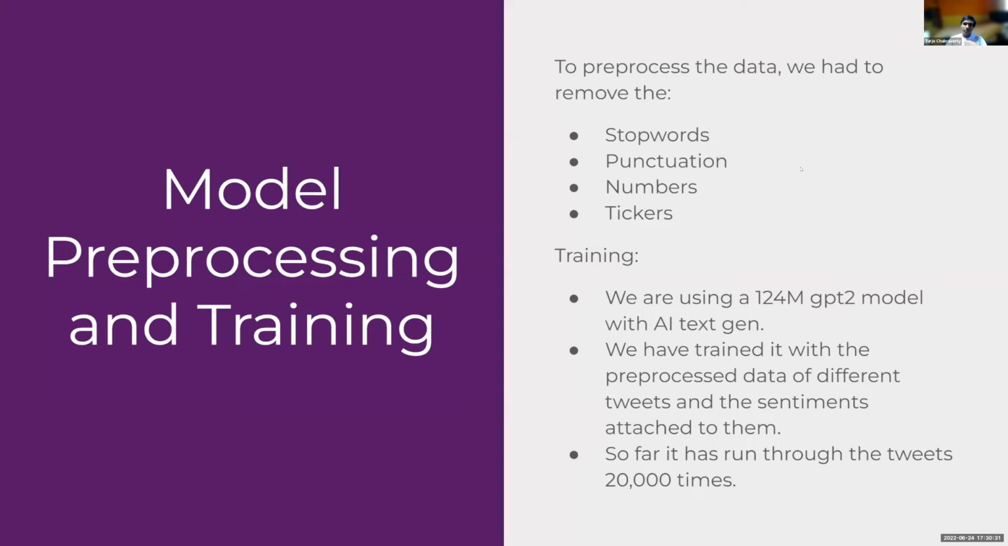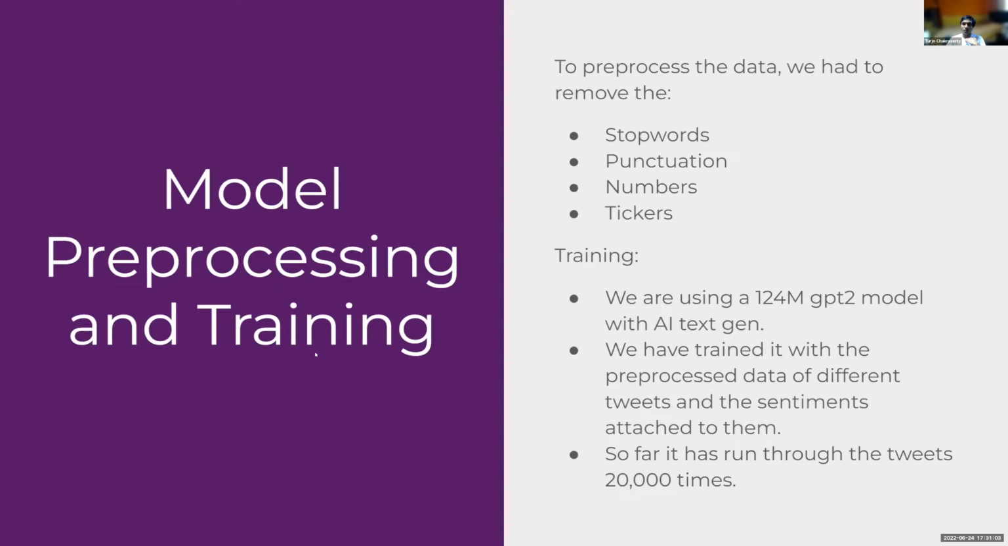For the model pre-processing, we removed stop words, punctuations, numbers, and tickers. While the pre-processing was mostly smooth, we had to make a few adjustments, such as adjusting the stop words list to remove words like above, under, down, and up, which might convey the sentiment. And there were also some issues removing numbers that were part of tokenized words, but we were able to work through that.